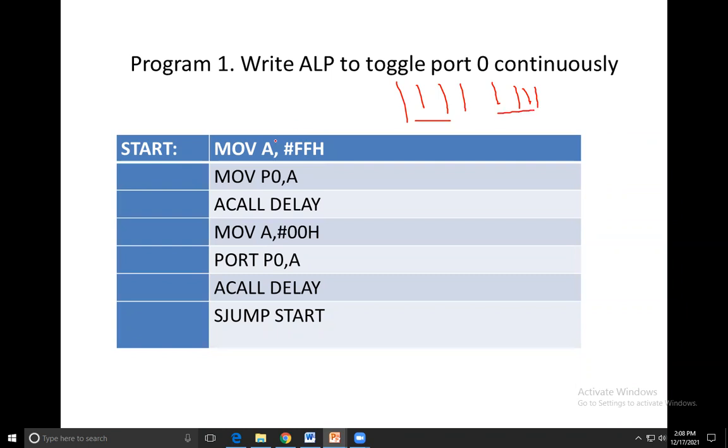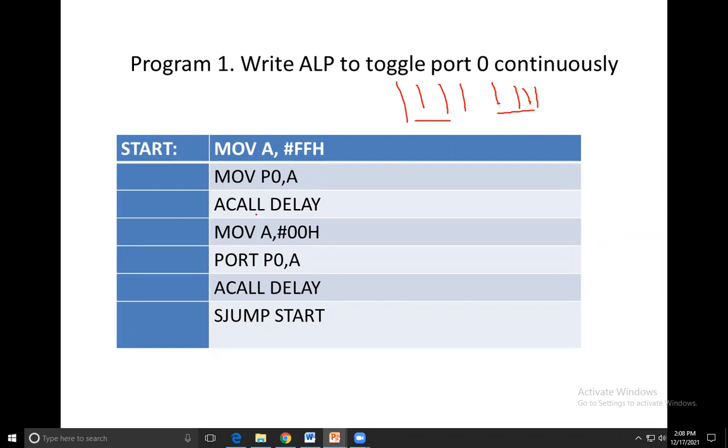You transfer it to the accumulator, and this accumulator is transferred to the port, which is P0.0 to P0.7. Due to that, all pins connected to port 0 become 1. All pins of port 0 become 1.